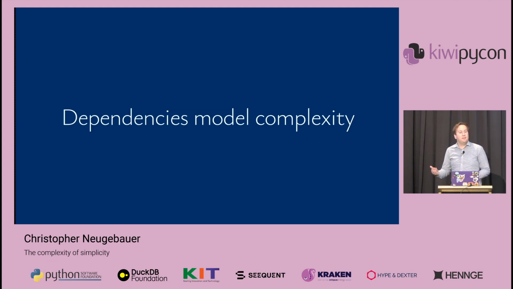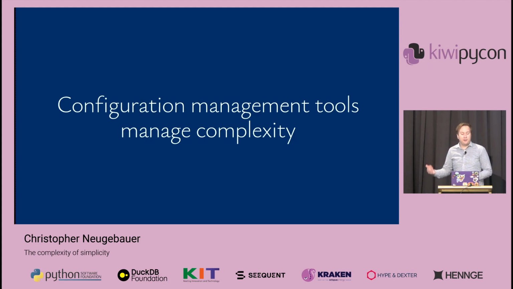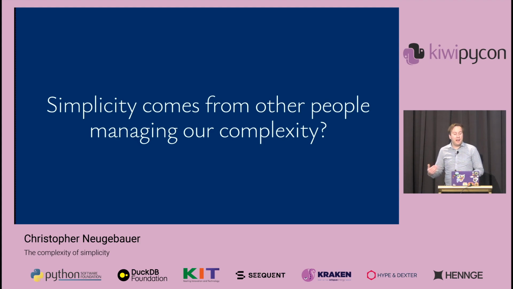We have more dependencies, but we also have more rigid environmental requirements. But those dependencies themselves, they model complexity for us. So we have configuration management tools like venv and pip to manage complexity. And for the modern Python developer, it seems like we get simplicity as a virtue of other people modeling a lot more of our complexity for us.